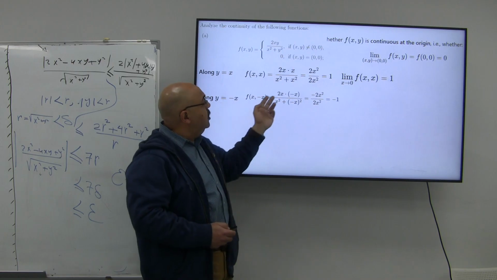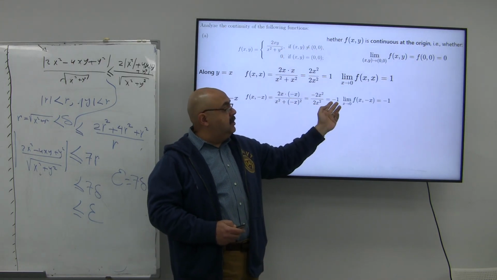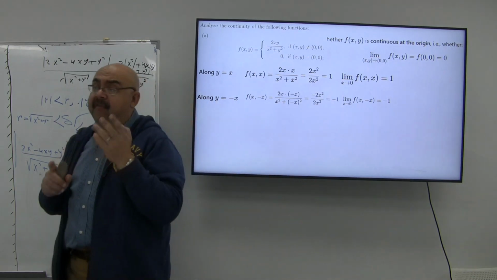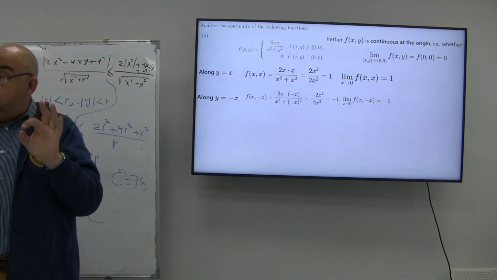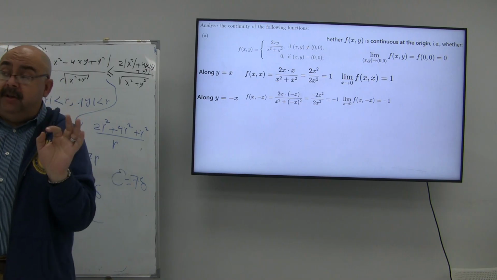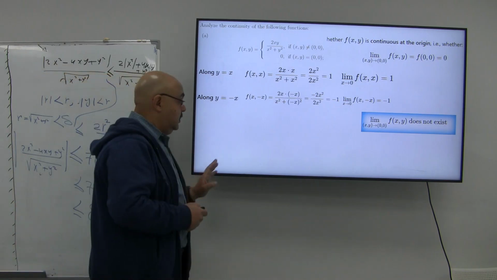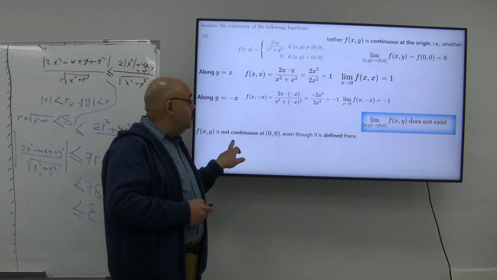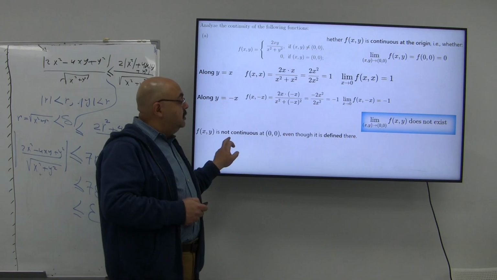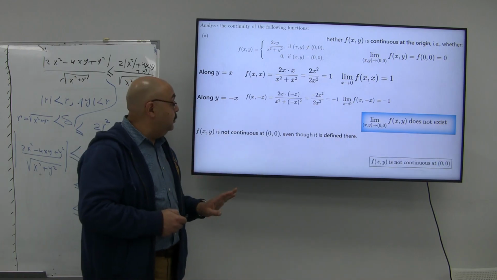Yes, exactly right. Once you try y equals negative x, the limit doesn't exist, which means although the function is defined at the origin, the limit in the neighborhood of this point is not the same along different paths, so the limit doesn't exist and the function is not continuous, although it is defined at this point.